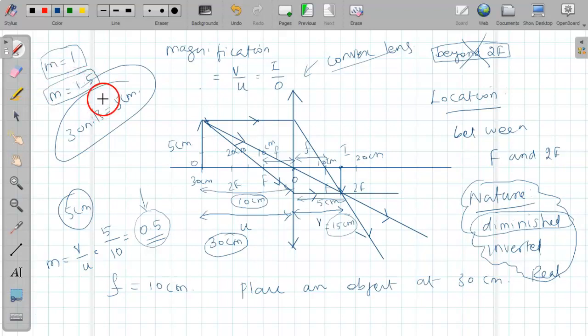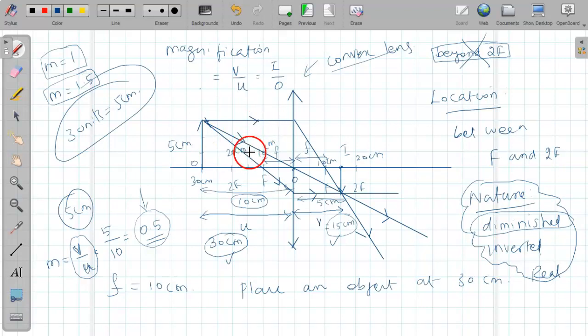Okay, so what is the formula? V divided by U. You can either follow the same 30 centimeter, 15 centimeter given in the question, or you can use the ruler to measure the image distance and object distance, and write it. And don't forget, on the top is the image, at the bottom is the object. If you change, then your answer will be wrong. Okay, so this is the same rule, applicable for all the cases.